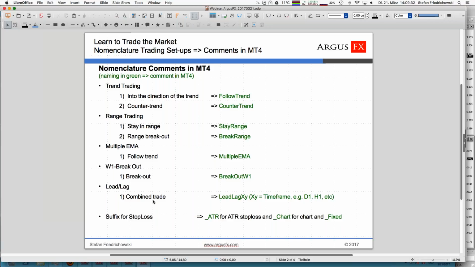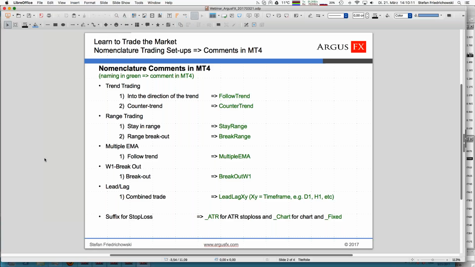So that we introduced last week, and you know that for our stop loss setting we use 3 different suffixes. So a trade might start with breakout W1 and then the name goes further with underscore ATR, underscore chart, or underscore fixed, in order to indicate how we derived the stop loss for that trade, by ATR, by chart, or simply by a fixed rule. So that is the overview for our trading setups.